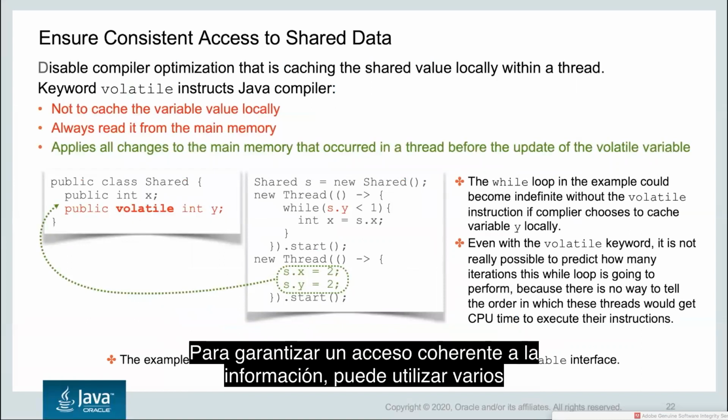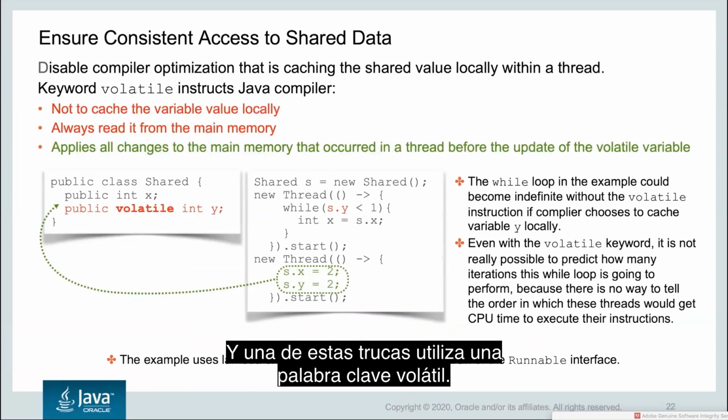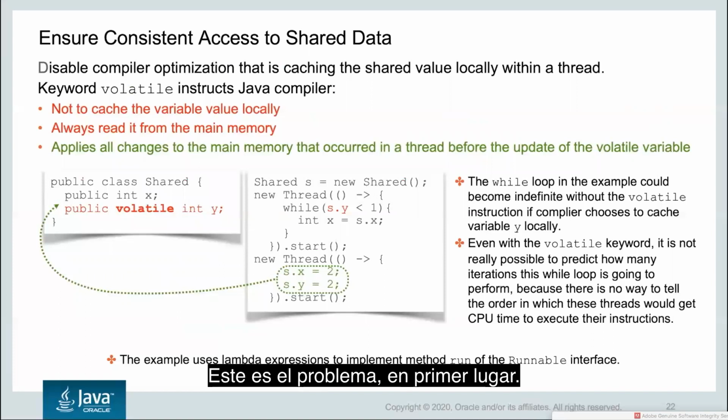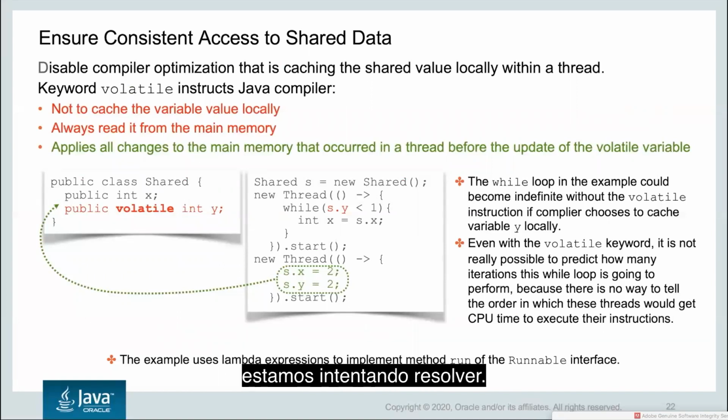To ensure consistent access to information, you can use various tricks, and one of these tricks is the use of the volatile keyword. There are others, but let's start here. So what a volatile keyword allows you to do. Here's the problem first. Let's understand what issue it is trying to solve.